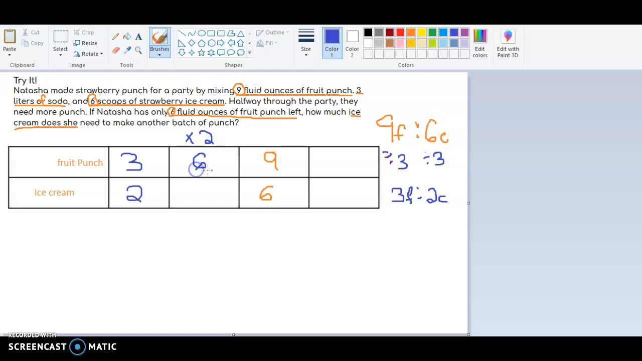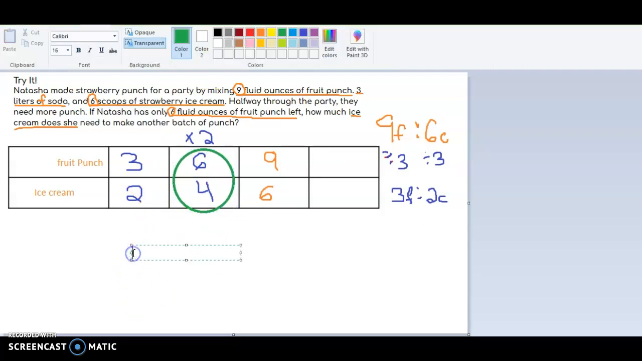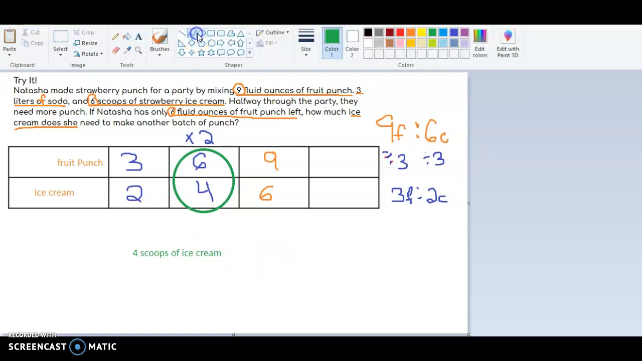6 fruit punch. And of course, if I do it to the top, I have to do it to the bottom. Okay? Now, if I'm reading, she only has 6 fluid ounces. So I'm going to look for 6 in my fruit punch section. I notice it's right here. And what goes with it? The 4. So 4 scoops of ice cream. And I'm going to circle it up for Miss West in case I haven't been doing that. Circle. Now Miss West can see it.